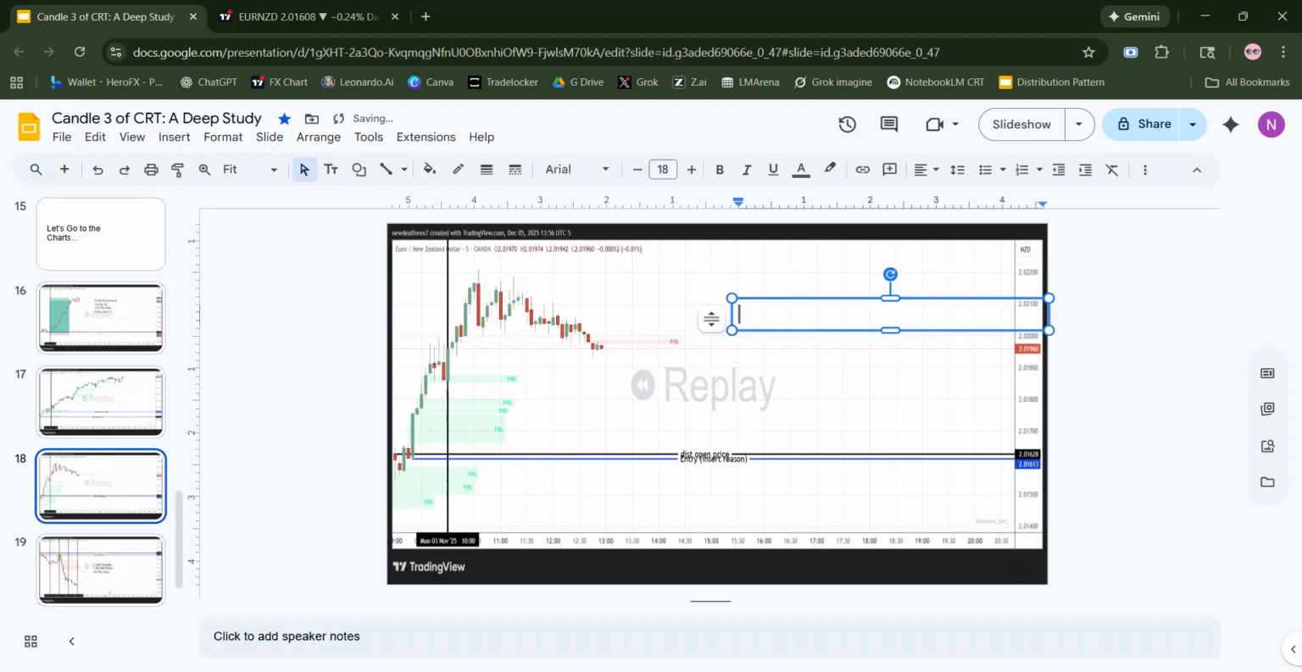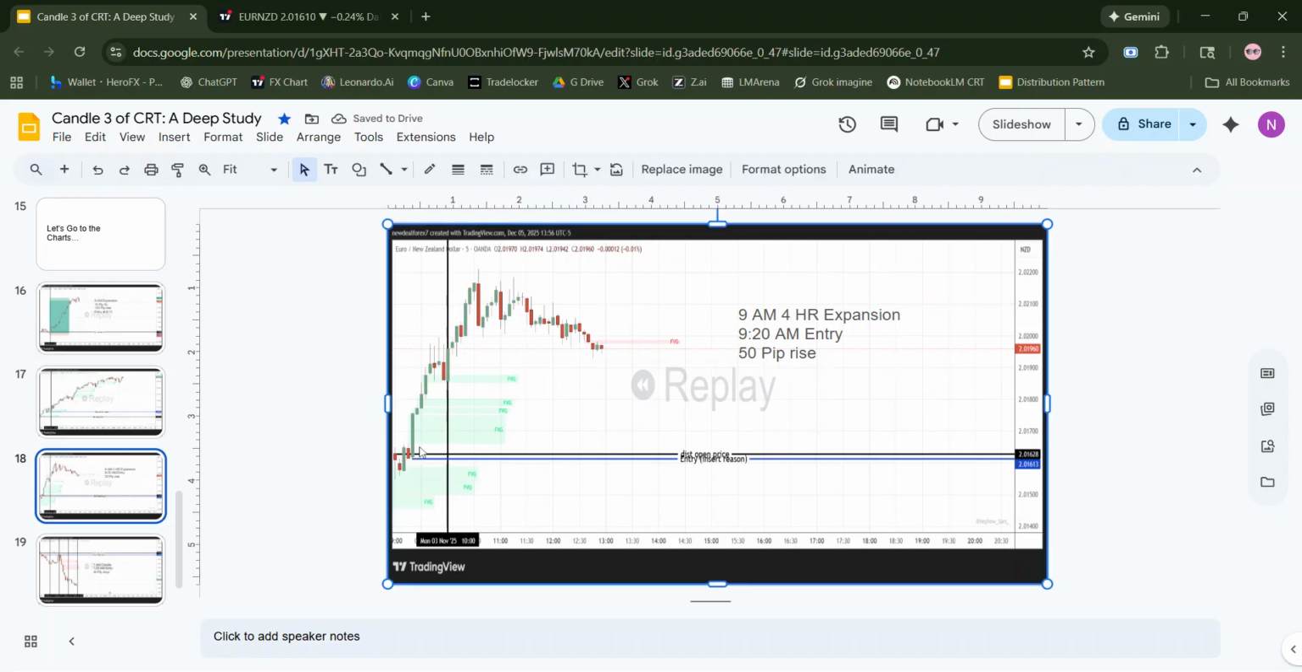So what did we say? 9:20, I think. This was a 9 a.m. 4 hour expansion. 9:20 a.m. entry. 50 pip rise. Okay, 1 to 5 easily.